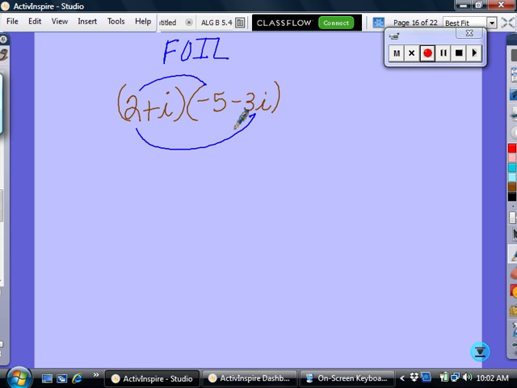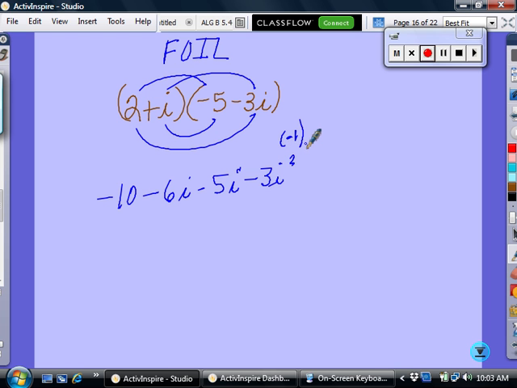First, outer, inner, last. 2 times negative 5. 2 times negative 3i. i times negative 5. i times negative 3i. So i times i, y'all, is i squared. Now here's where we have to start thinking. What is i squared? Look at the pattern that you wrote down. What's i squared? It's negative 1. What is negative 1, which i squared represents, times negative 3?